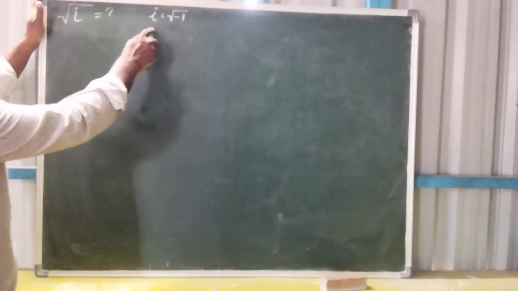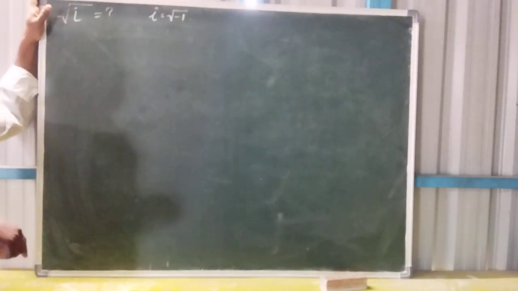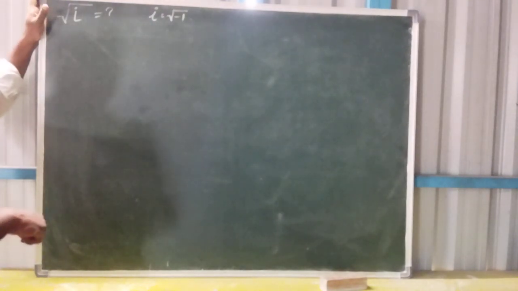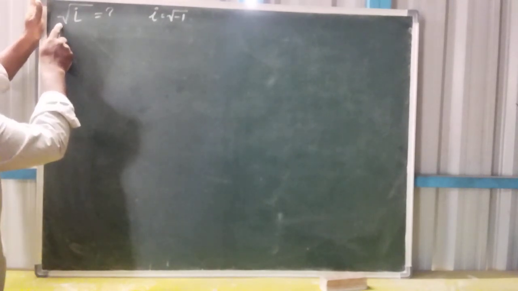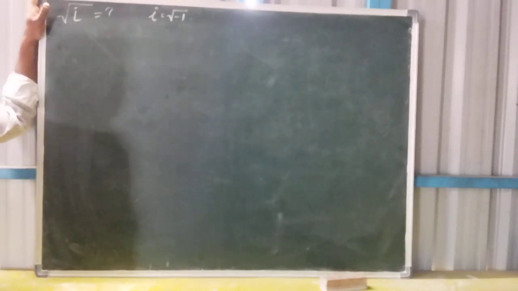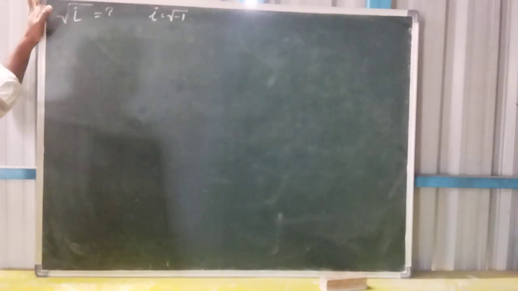Okay, we know what is i. i is equal to root minus 1. Clear, isn't it? Good. So then how about root i? That is what we are going to find out. Root i எவ்வளோ, எப்படி அதை represent பண்ணலாம் அப்படின்றத நம்ம கண்டுபிடிக்க போகிறோம்.